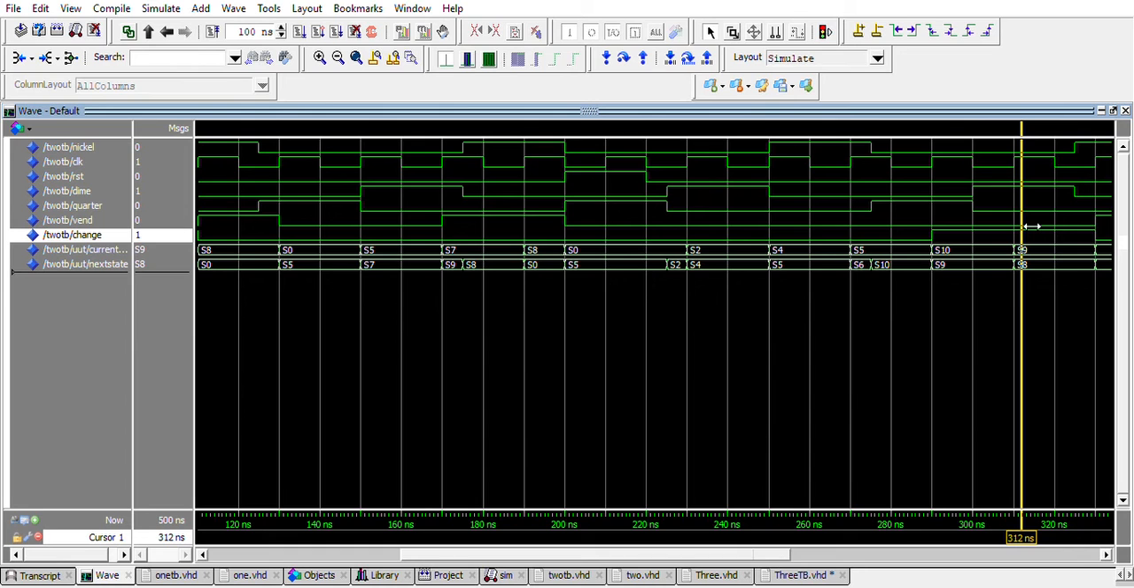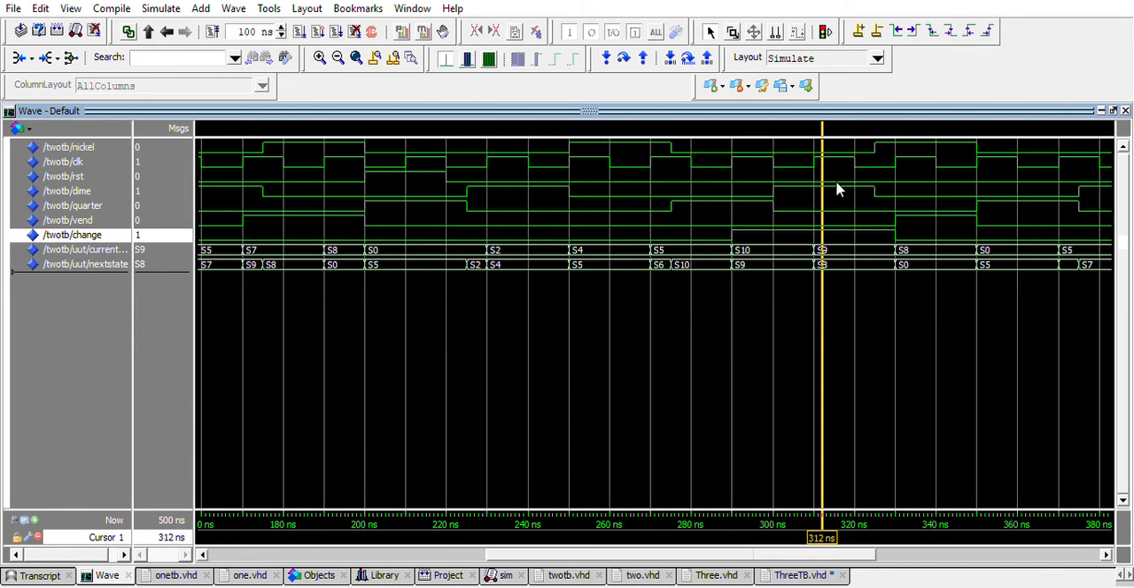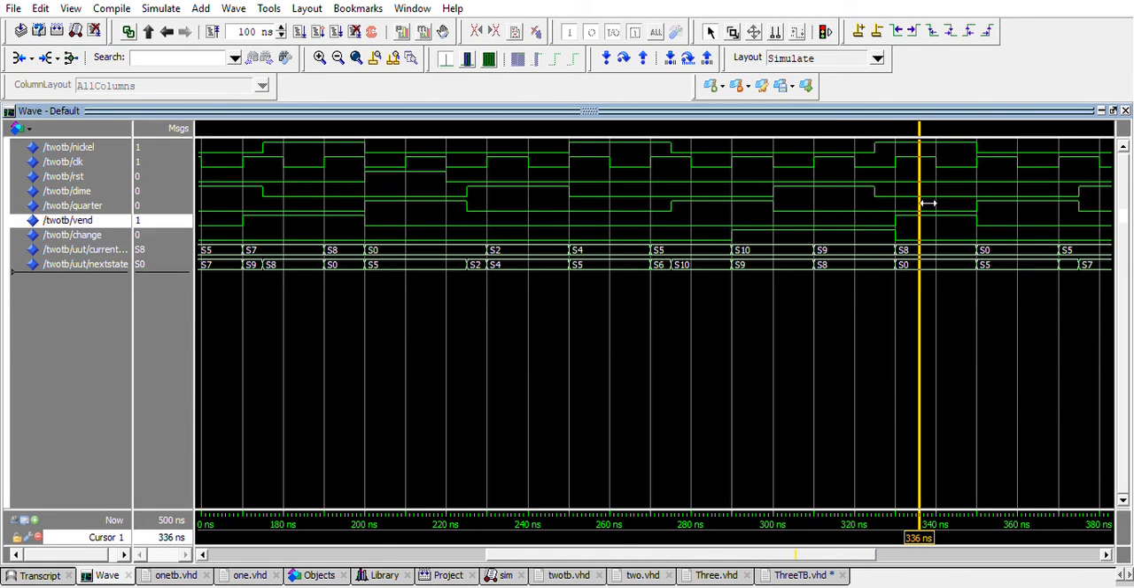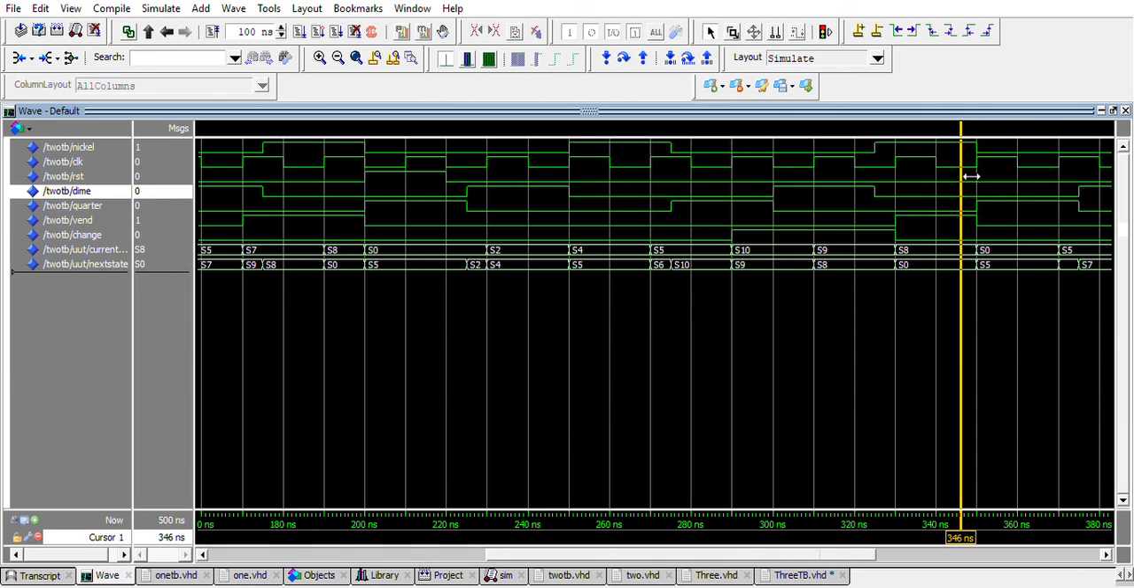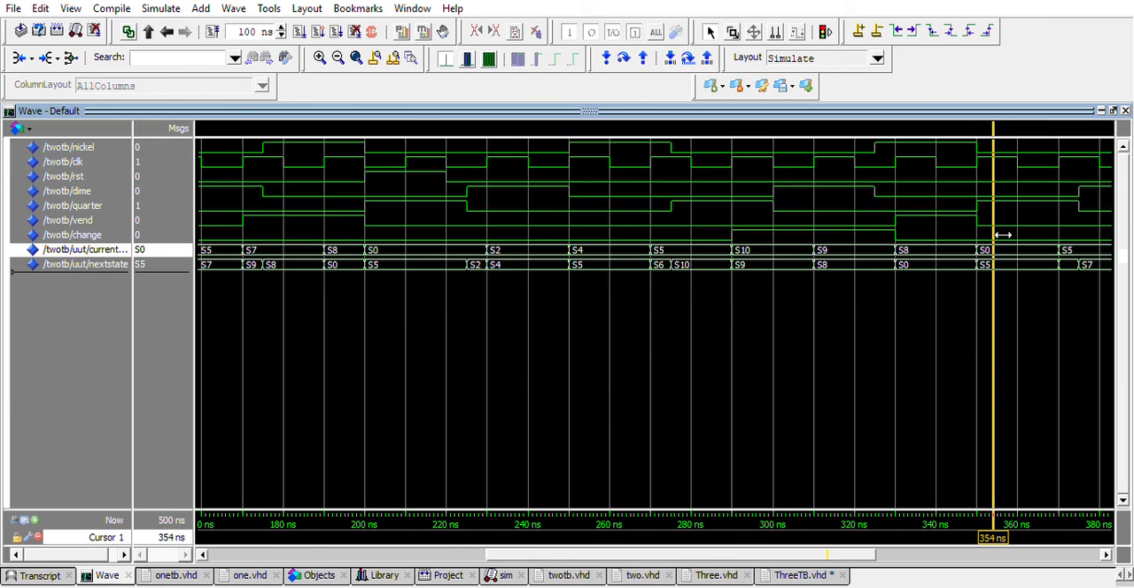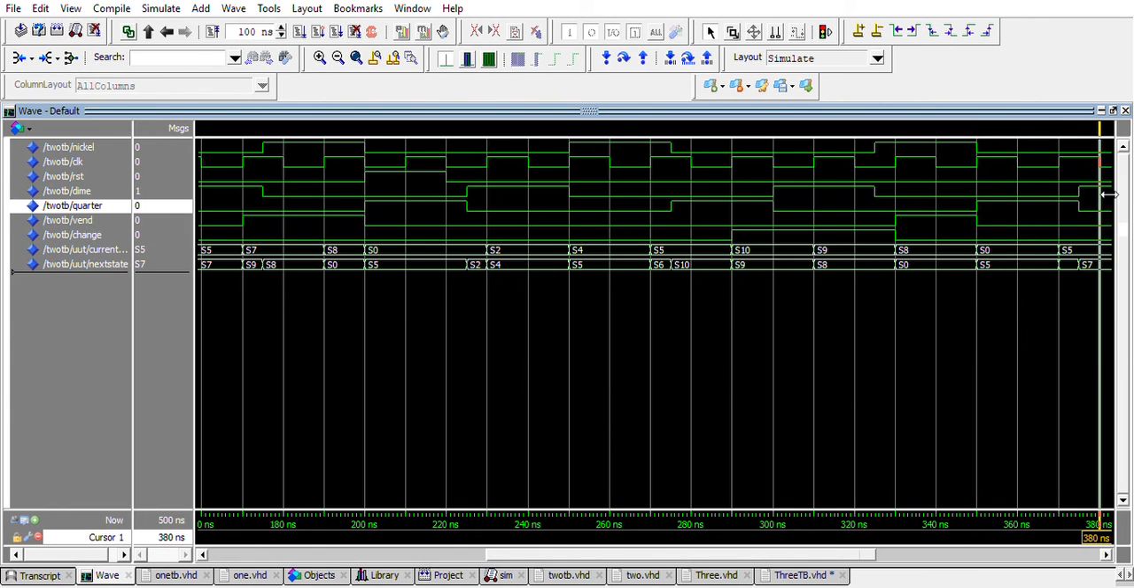Again, from the previous problem, once it reaches 45 cents of inputs, it would go to state 9. Well, there's just state 9. This would cause change to pulse high for another clock cycle. It's continuing. Then we go back to state 8, which again is going to cause the output of vend to pulse high for 1 cycle. Then it's going to reset back to state 0 because the item has been vended.